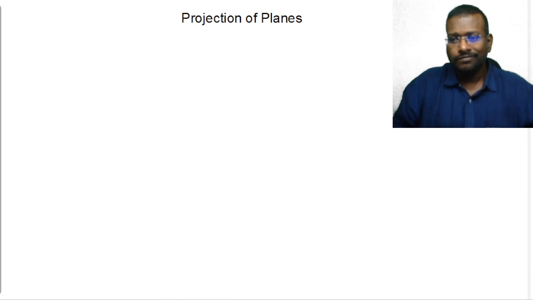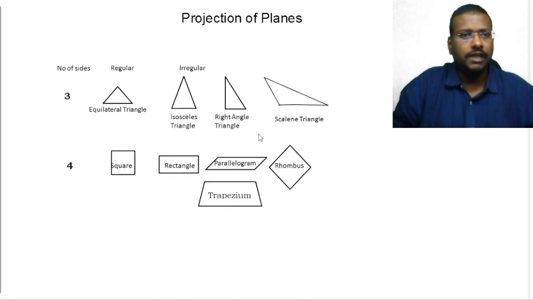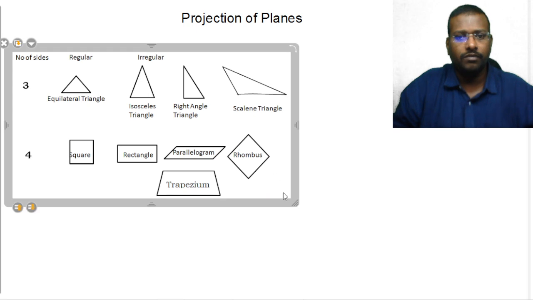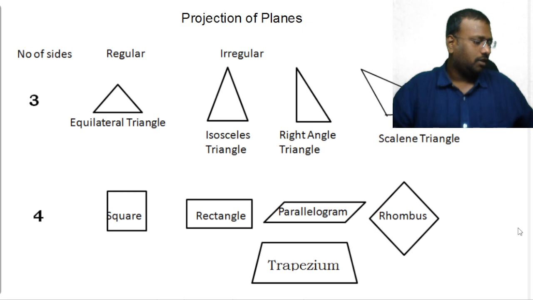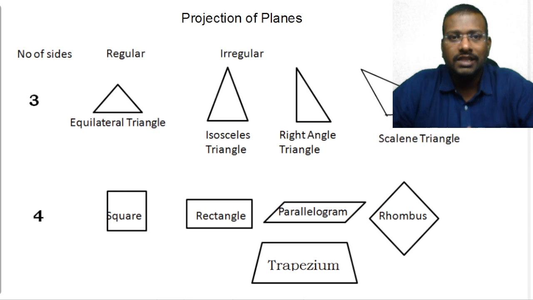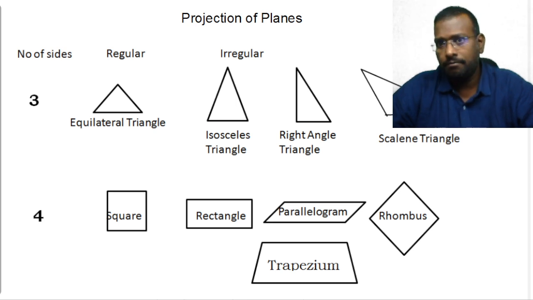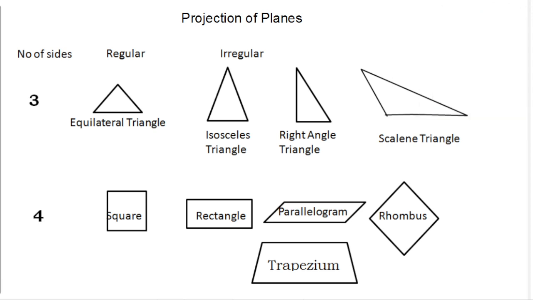Let us consider the classification of planes. Here I said the minimum number of sides required for a polygon is how many? I said 3. The minimum number of sides required is 3. So if you observe, what is the 3-sided regular polygon? Equilateral triangle. What about the irregular polygons, sir? Isosceles triangle, right angle triangle, and scalene triangle.